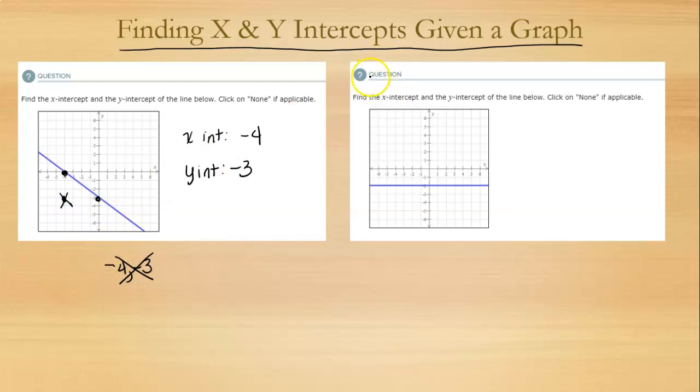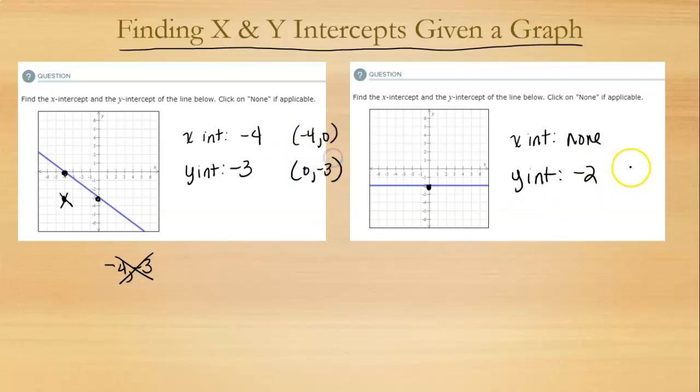An X and a Y intercept doesn't always exist. So on this one, if we want to find the X-intercept and the Y-intercept, the blue line does not cross the X-axis anywhere, so you would say none for that one. But it does cross the Y-axis. It crosses the Y-axis at -2. Again, you don't have to write these as points. If you needed to, this would be -4, 0, and 0, -3. This would be 0, -2, because the X-intercept is always something, 0. The Y-intercept is always 0, something.